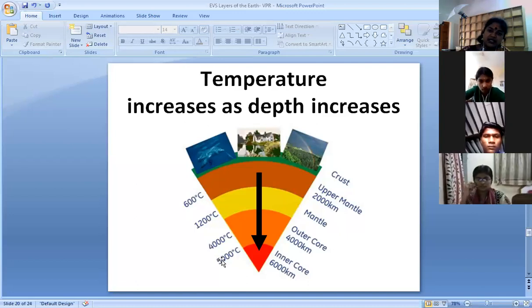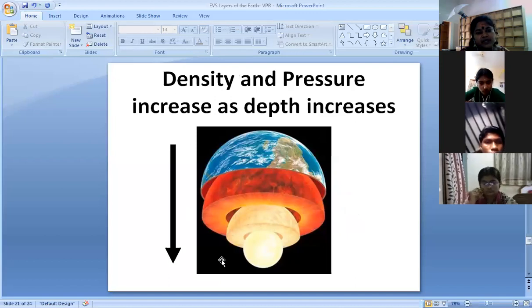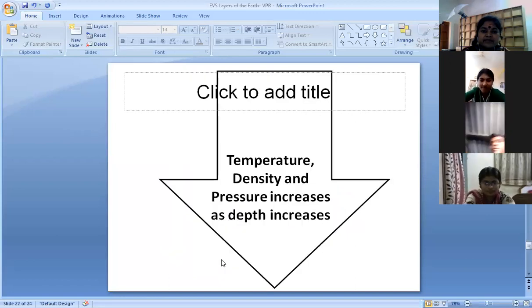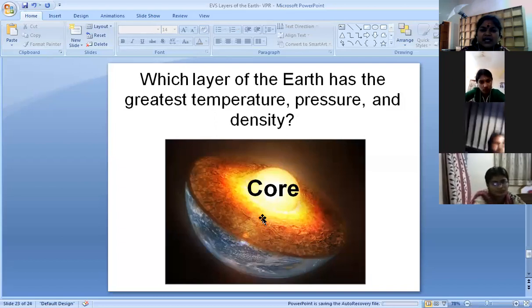So when the temperature increases as depth increases, the density and pressure also increase as depth increases. Pressure and density increase as we go deeper. So the earth's core, the inner core, has the greatest temperature, pressure and density.